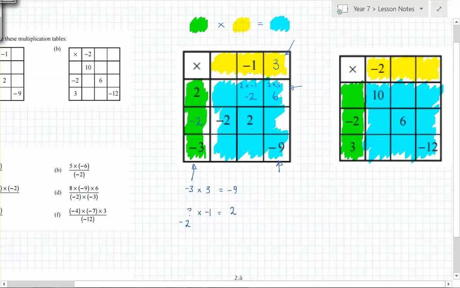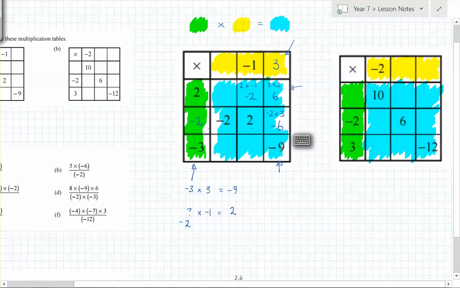So this column needs to be -2 times 3 makes -6. Who was going to say -5? Lots of people do. 2 times 3, but put a negative in, so it's 5, because they forget to do the multiplication.